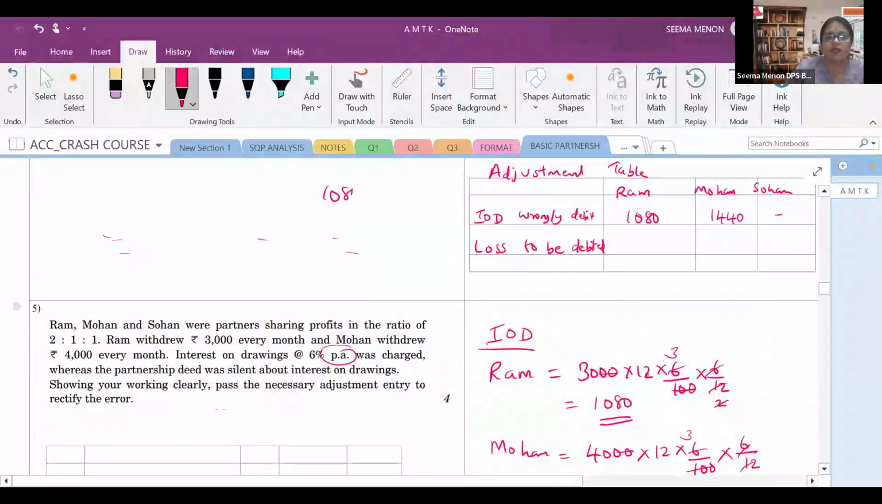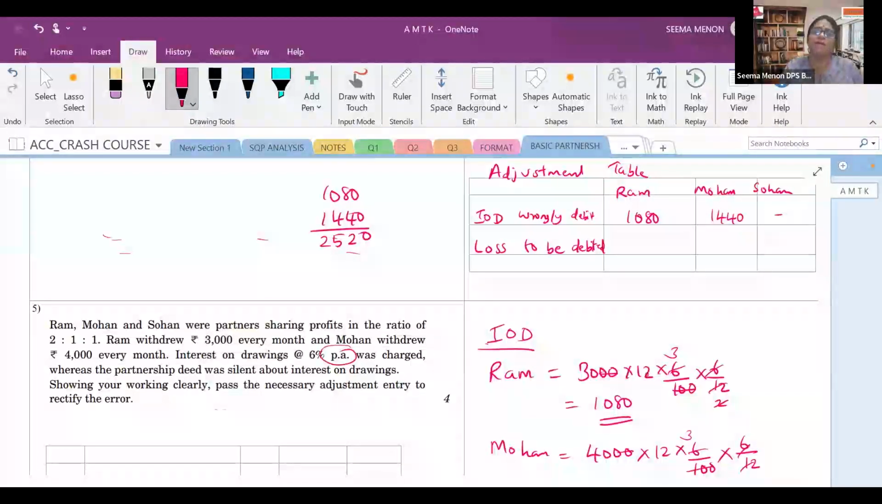So let's see how much this will be in total. We can calculate. 2,520 is the total loss. Actually, the firm is not supposed to get any interest on drawings from the partners. Now they have already considered this, and in the partners' accounts it is mentioned as 1,080 and 1,440 for them. But actually, this is not to be charged. So for the firm, it is a loss.